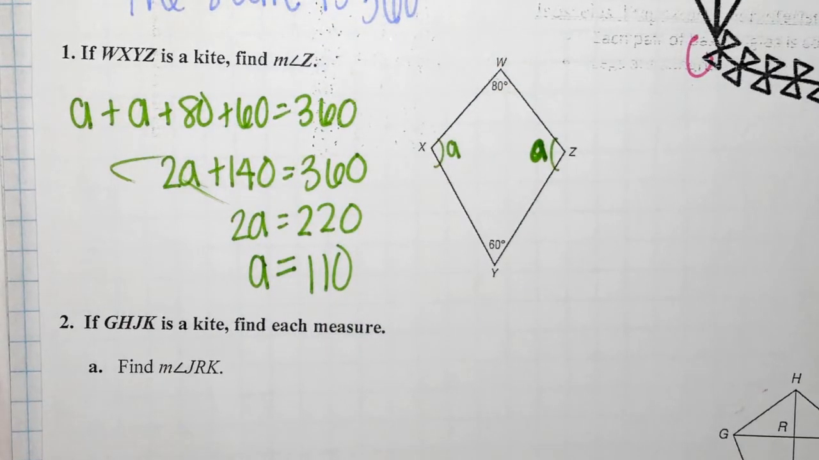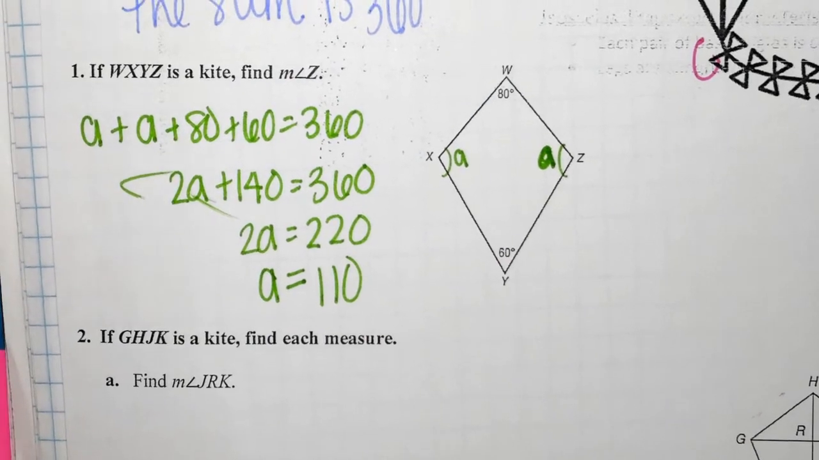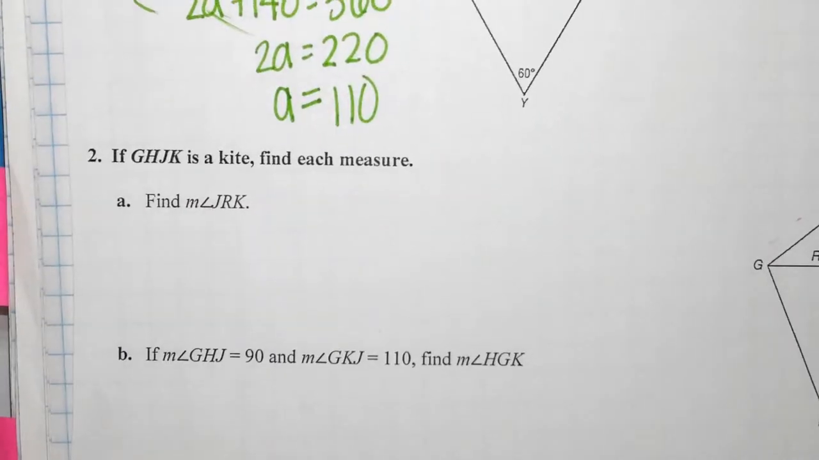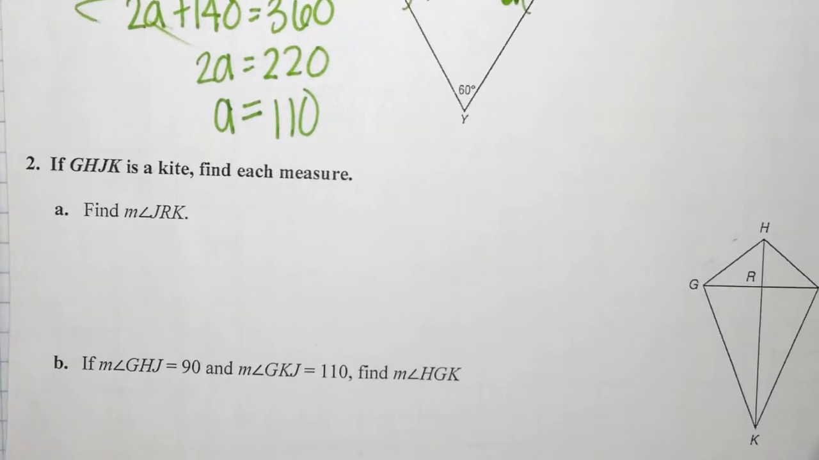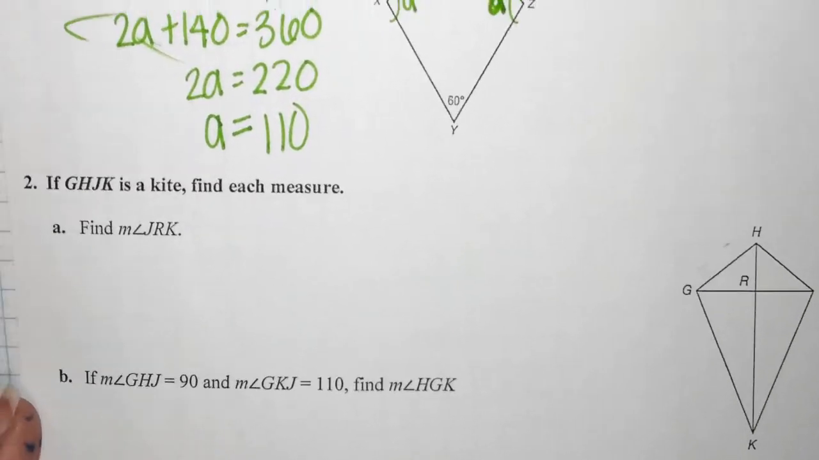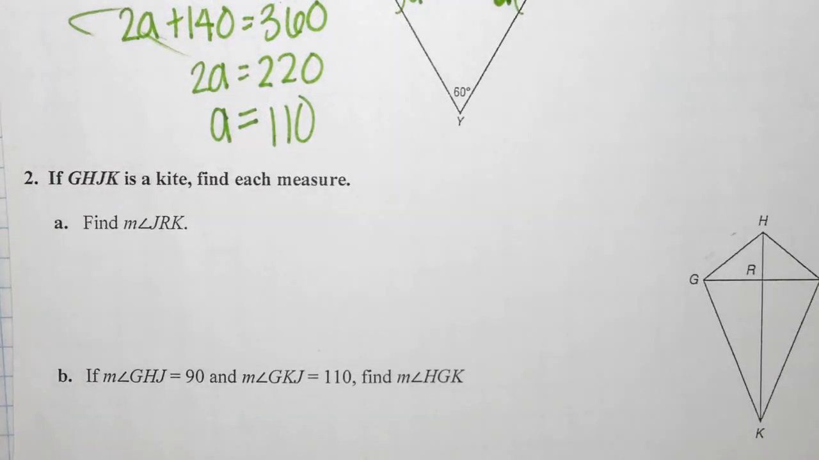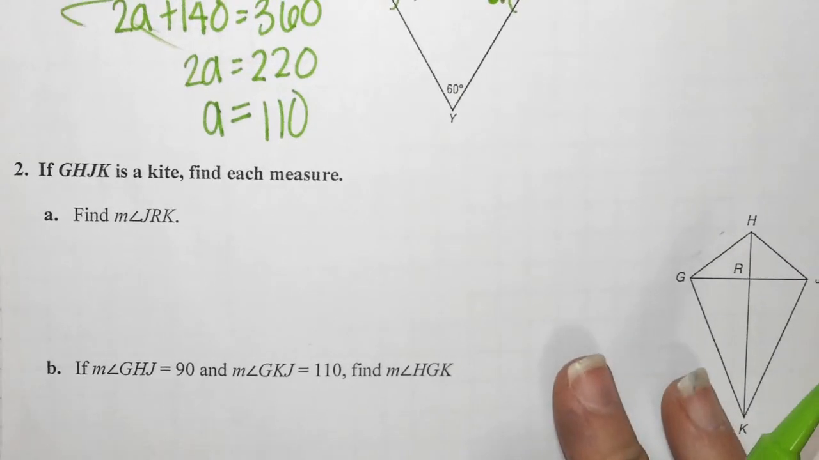If we get through this with A, B, and C, we don't have homework. Y'all ready to do it? All right. For angle B, you left it up here.